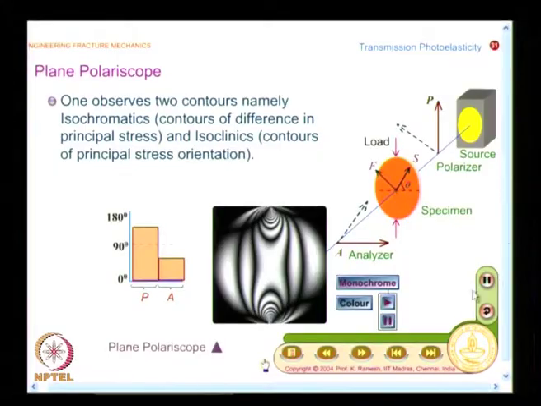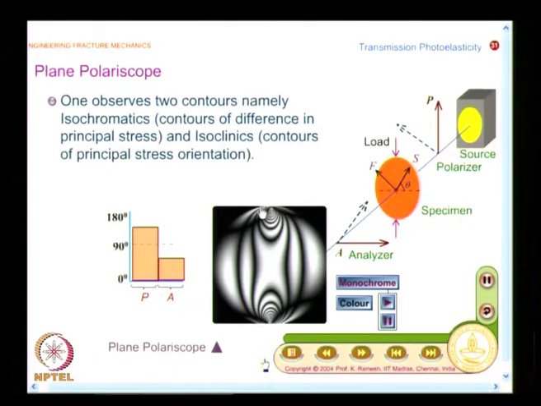We have looked elaborately at the plane polariscope and we have just started looking at the circular polariscope. Nevertheless, we go back and see what a plane polariscope is, then see what a circular polariscope is, and identify the difference between the two. In a plane polariscope, I have a monochromatic source of light, the first optical element is the polarizer, then I have a loaded model, then the analyzer.